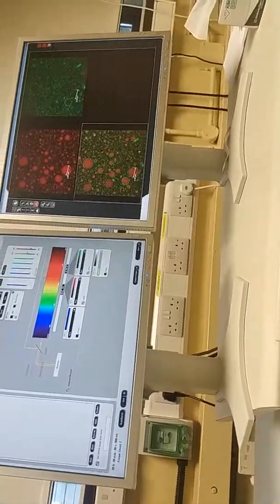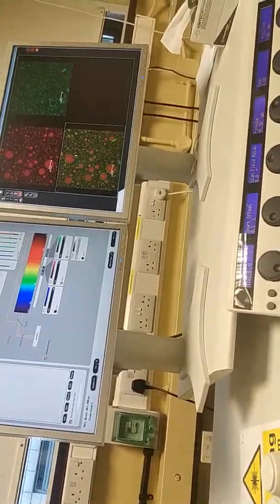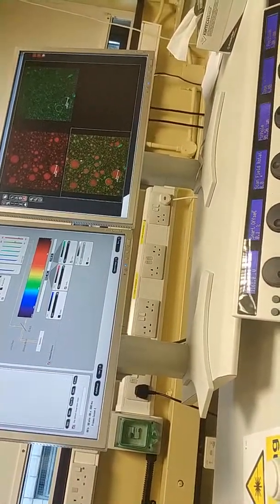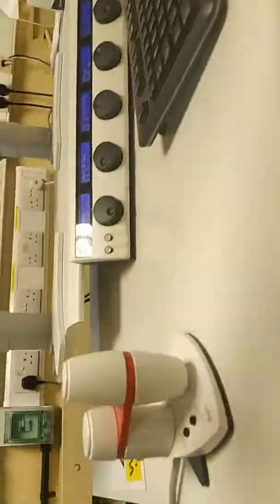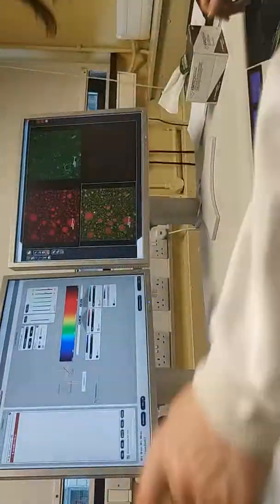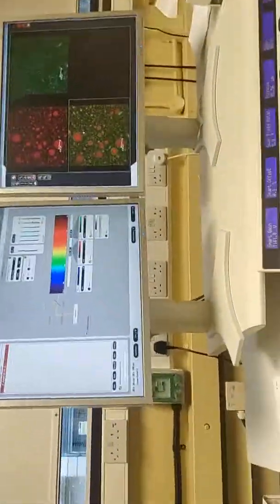Can we use another objective? I think this is good enough to see our fat droplets. What do you mean, another objective? That's the maximum we have. This one is smaller than this one. Yeah, that's the highest magnification.